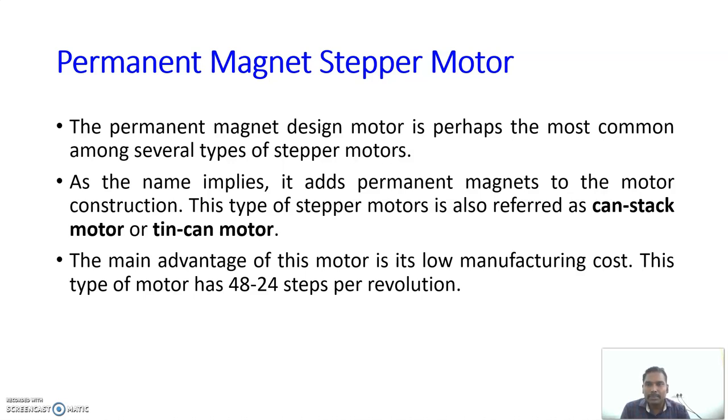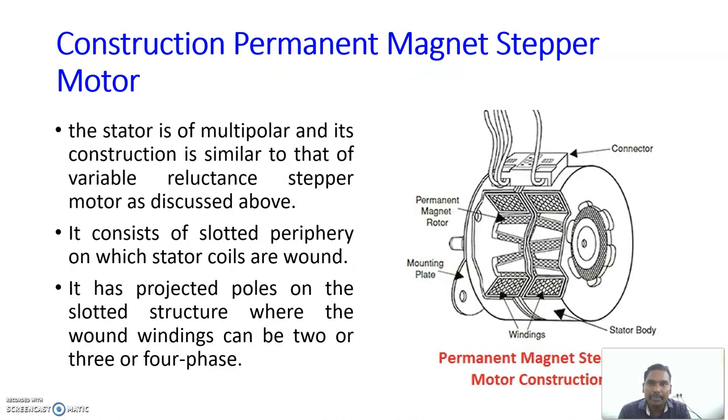Then the next one is the permanent magnet stepper motor. The permanent magnet design motor is perhaps the most common among the several types of stepper motor. It adds a permanent magnet to the motor construction. This type of stepper motor is also referred to as a can stack motor or tin can motor. The main advantage of this motor is low manufacturing cost. This type of motor has 24 to 48 steps per revolution.